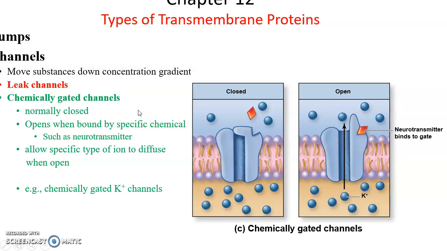Now in this case, potassium ions can go from high concentration to low concentration. Also see chemically gated sodium ion channels, chemically gated chloride ion channels. There's a lot of those at synapses.